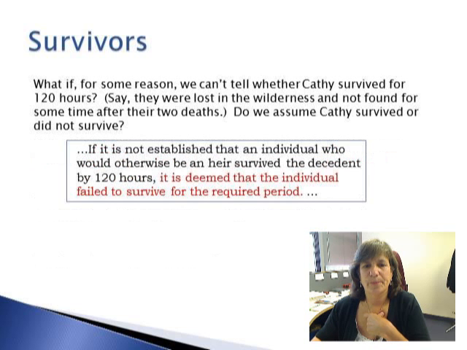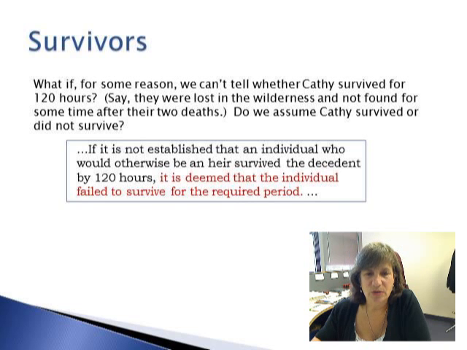Okay, there's more. What if for some reason we can't tell whether Kathy survived for 120 hours? That's 5 days. You can imagine some scenarios where people are lost in the wilderness and we don't find their bodies soon enough to really tell what order they went or how long one of them survived the other. Do we assume in that case, let's say we can tell that Kathy survived Bob, but we can't tell for how long, do we assume that she survived for long enough or that she didn't survive for long enough?